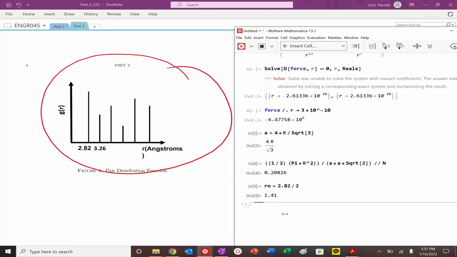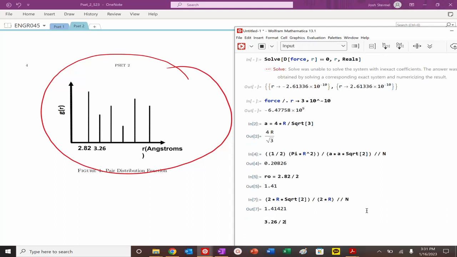And then, because remember, my second nearest neighbor distance is either 2 times R times square root of 2, divided by 2 times R. So let's look at that. 3.26 divided by 2.82. So it's probably not that one.